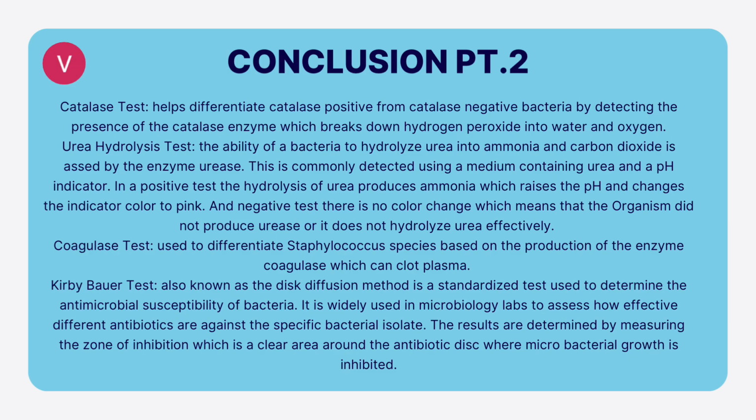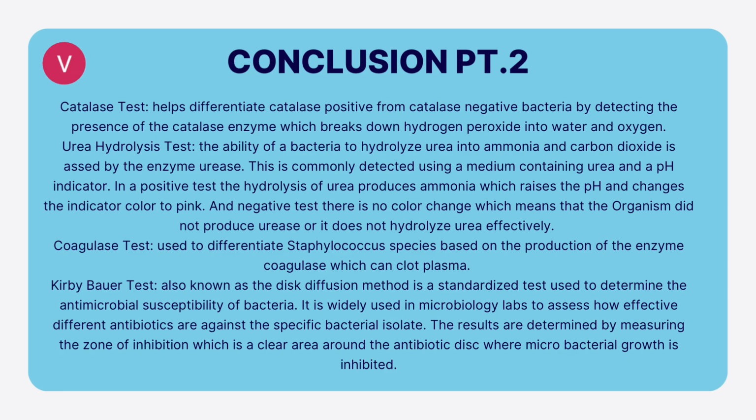Conclusion. The catalase test helps differentiate catalase-positive from catalase-negative bacteria by detecting the presence of the catalase enzyme, which breaks down hydrogen peroxide into water and oxygen. The urea hydrolysis test assesses the ability of bacteria to hydrolyze urea into ammonia and carbon dioxide by the enzyme urease. This is commonly detected using a medium containing urea and a pH indicator. In a positive test, the hydrolysis of urea produces ammonia, which raises the pH and changes the indicator color to pink. In a negative test, there is no color change, which means that the organism did not produce urease or does not hydrolyze urea effectively.